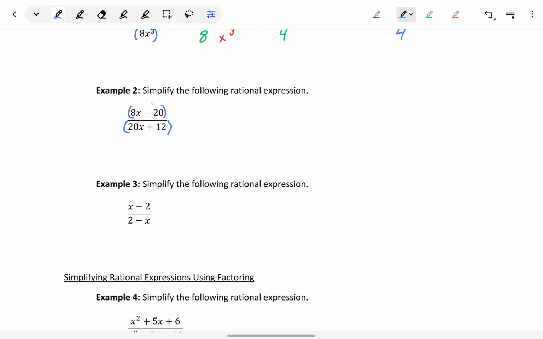The way they're written, 8x minus 20 and 20x plus 12 are not common factors, but each of those expressions has a greatest common factor that we can pull out. In the numerator, both 8 and 20 are divisible by 4, so we can factor out a 4, which will leave us with 2x minus 5. In the denominator, we can factor out a 4 as well, which will leave us with 5x plus 6.